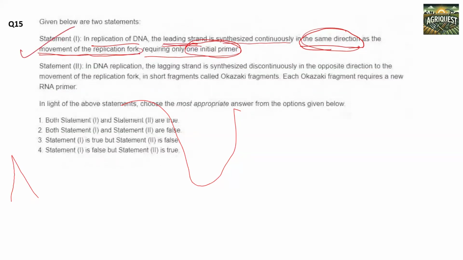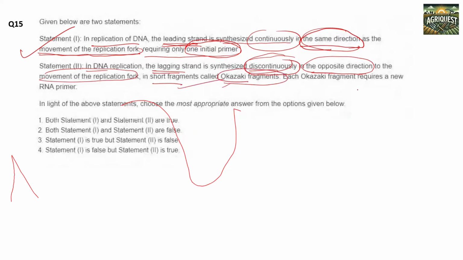In statement 2, in DNA replication the lagging strand is synthesized continuously. Here it is discontinuous in the lagging strand, in the opposite direction of the movement of the replication fork, in short fragments called Okazaki fragments, and each Okazaki fragment requires a new RNA primer. So statement 2 is also correct. Both are correct, so the answer will be 1.